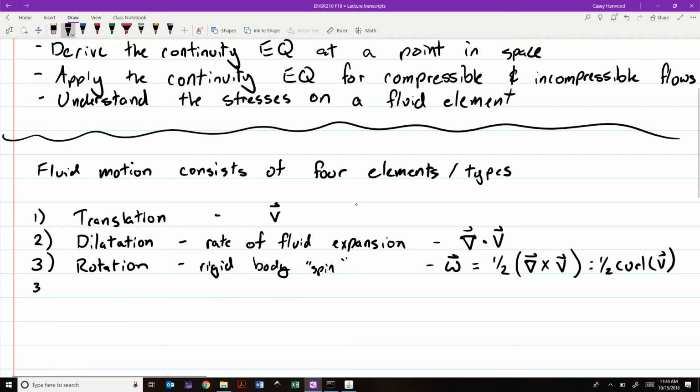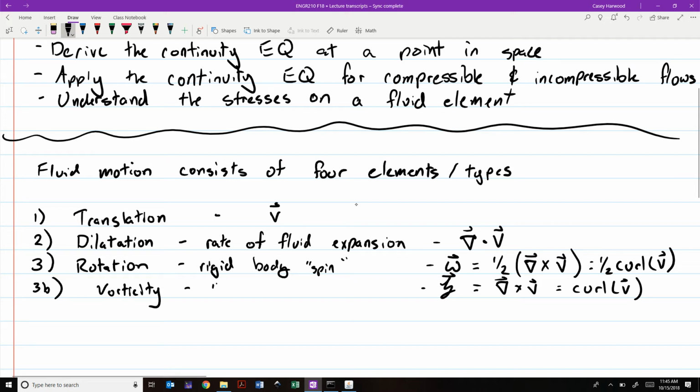In addition, the other way we talk about rotation is through this alternative metric called vorticity, which is exactly the same thing. It's also the rigid body spin, but this is defined as zeta equals simply the cross product of the gradient operator and V, or the curl of V. So the vorticity is simply equal to 2 times the rotation. It's a silly convention, but it's one that's been adopted across all of fluid dynamics.